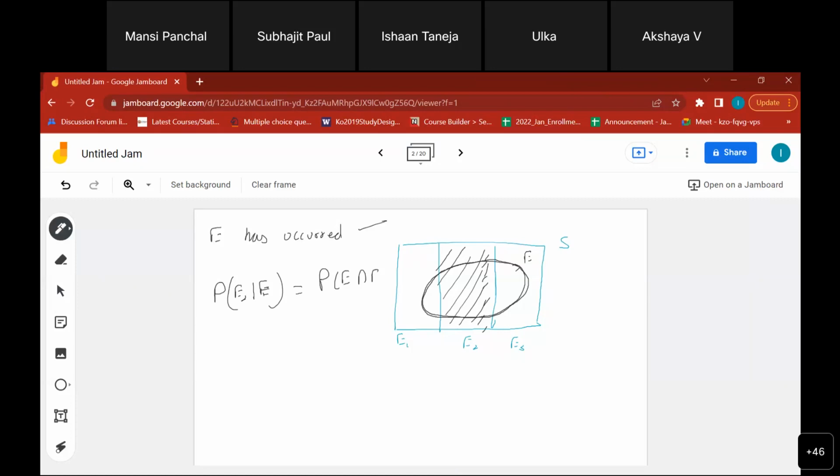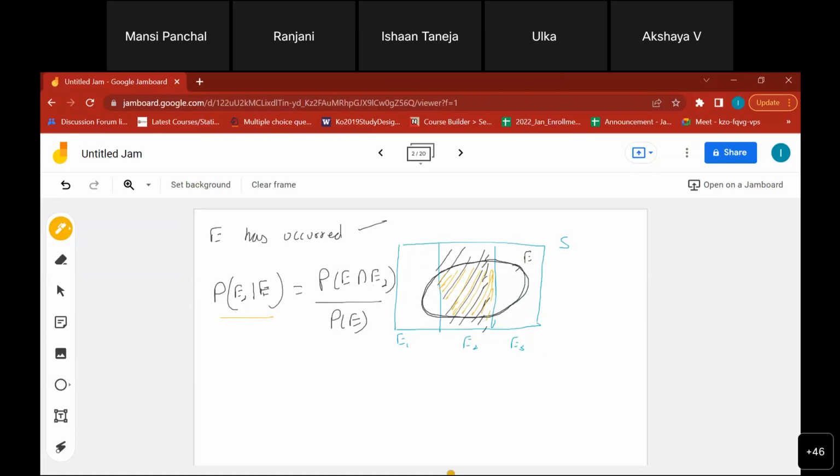Why would you shade the whole region? Only the intersection part has to be shaded, right? Because the sample space becomes E. Yeah, the sample space becomes E, so you will consider only the region inside. That will be your favorable region, right? Correct, yeah. So given that E has occurred, I need to find the probability that it has occurred in the second part. It would be the probability of E2 given E, right?